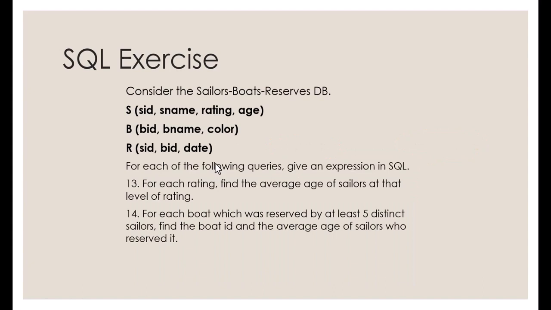Numbers 13 and 14. Number 13: for each rating, find the average age of sailors at that level of rating. Whenever you see "for each" something, we know we're going to be grouping by something. Number 14: for each boat which was reserved by at least 5 distinct sailors, find the boat ID and the average age of sailors who reserved it. Once you're done, click play.